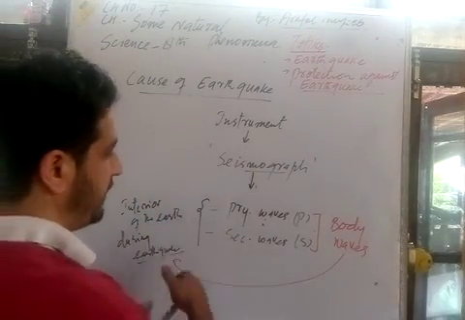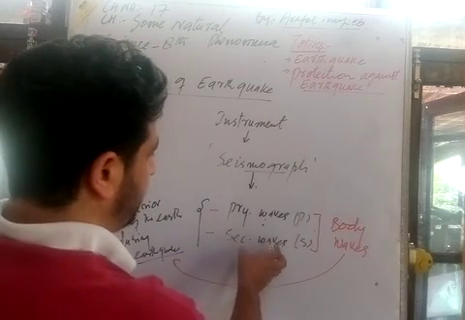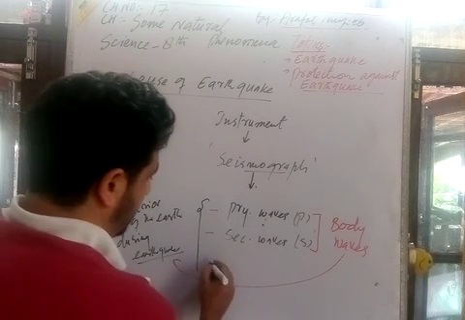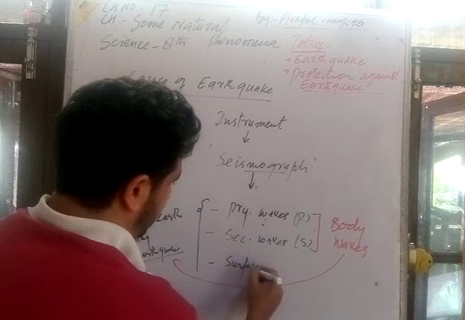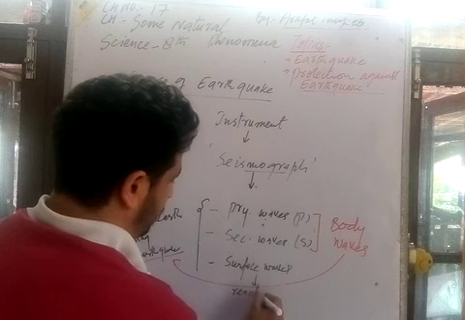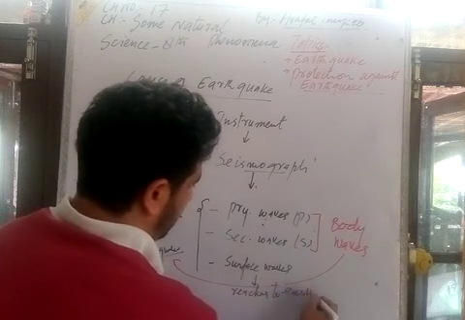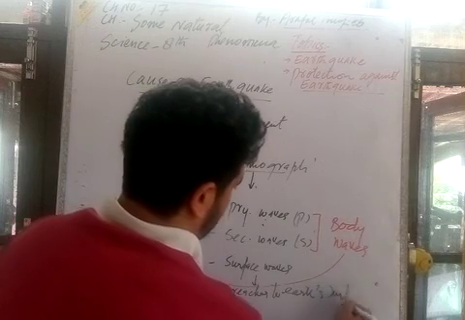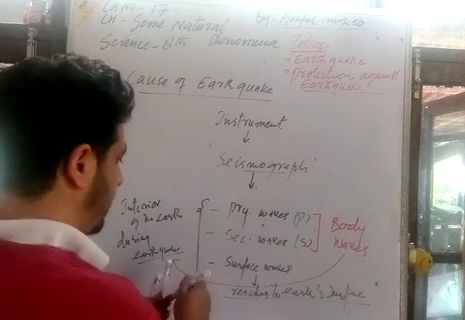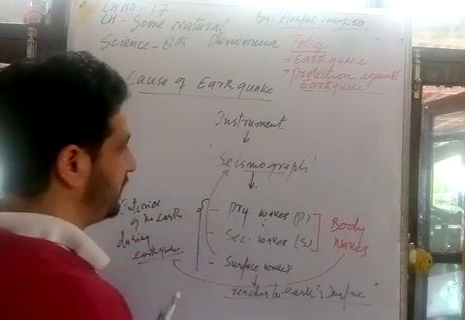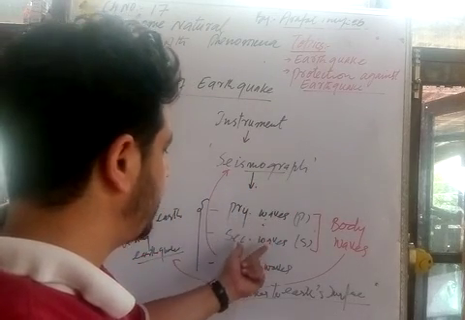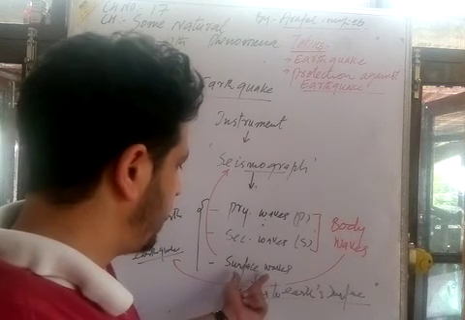Then when these primary or secondary waves strike the earth's surface, there are surface waves. The surface waves reach the earth's surface, and they can also be predicted and determined by the seismograph. That means the seismograph gives a graph formation of the primary waves, secondary waves, and surface waves.